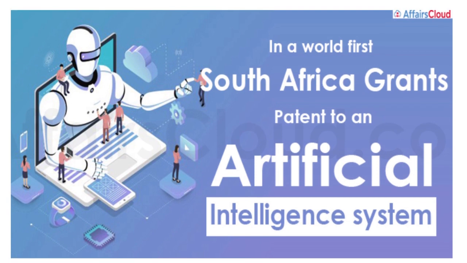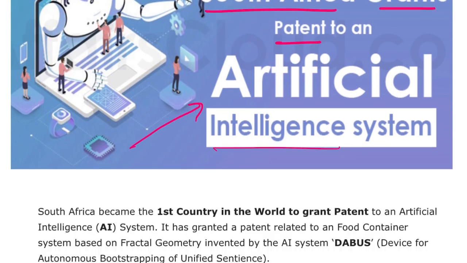Next we'll be talking about, in a world first, South Africa has granted a patent to an invention that was developed by artificial intelligence. I repeat, we have done this question multiple times in MCQ format as well as in topic-wise videos: which was the first country to grant a patent to an invention by artificial intelligence? It was done by the country South Africa.